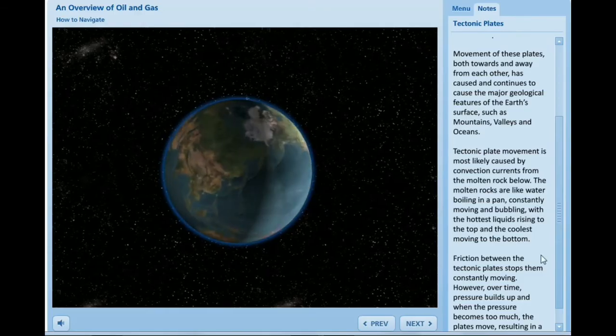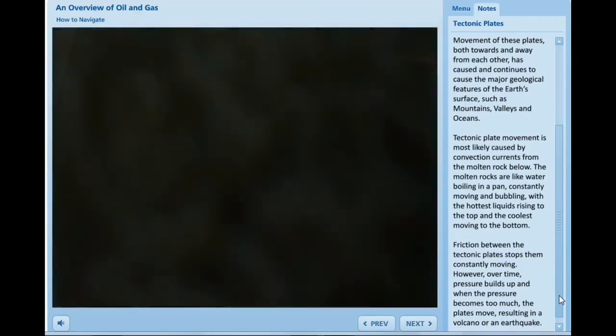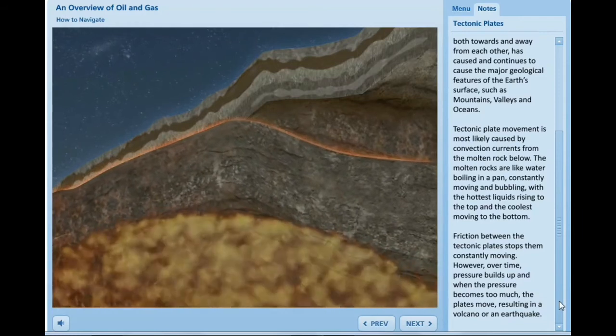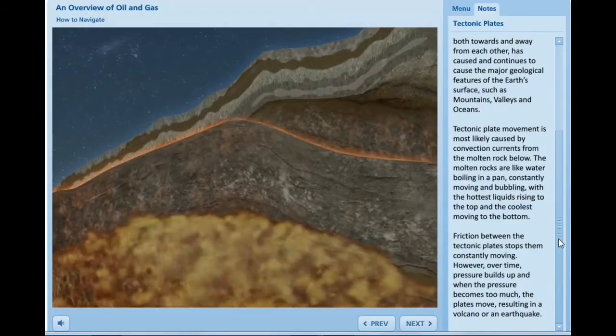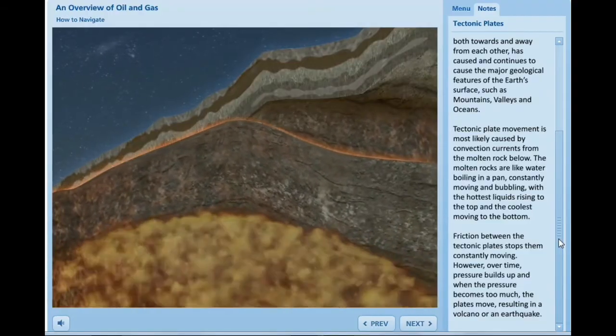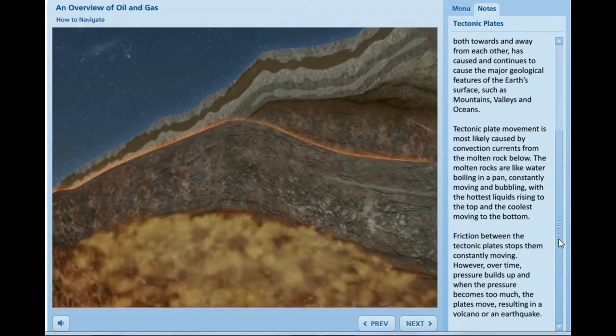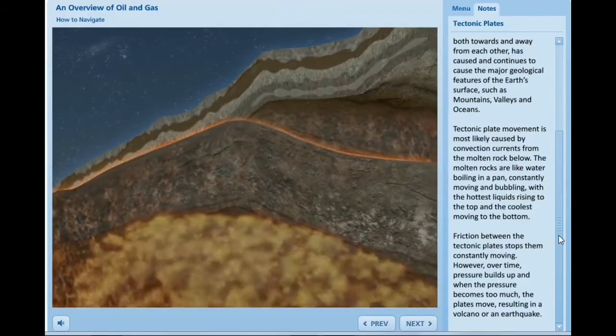Movement of these plates, both towards and away from each other, has caused and continues to cause the major geological features of the Earth's surface, such as mountains, valleys, and oceans. Tectonic plate movement is most likely caused by convection currents from the molten rock below.